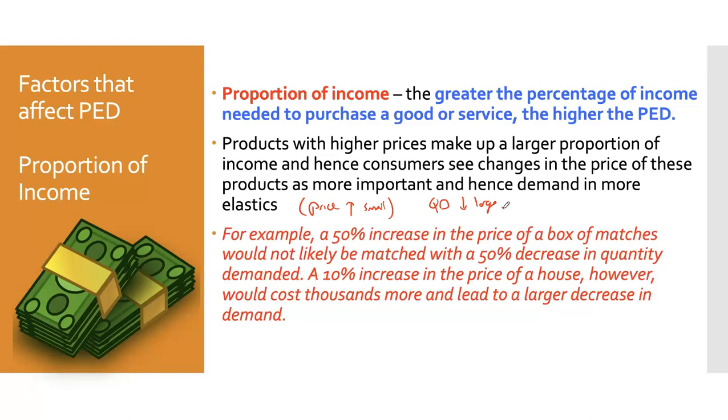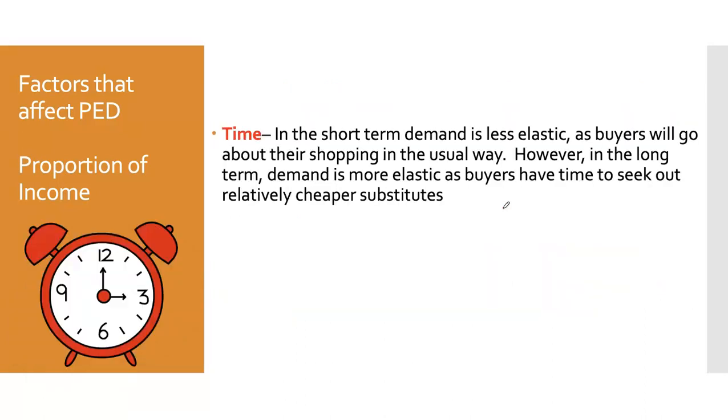For example, a 50% increase in a box of matches would not likely be matched with a 50% decrease in the quantity demanded because they're really cheap. But a 10% increase in the price of a house would cost thousands more and leads to a larger decrease in demand. And the final one to think about is, and it shouldn't say proportion of income, it should say time.